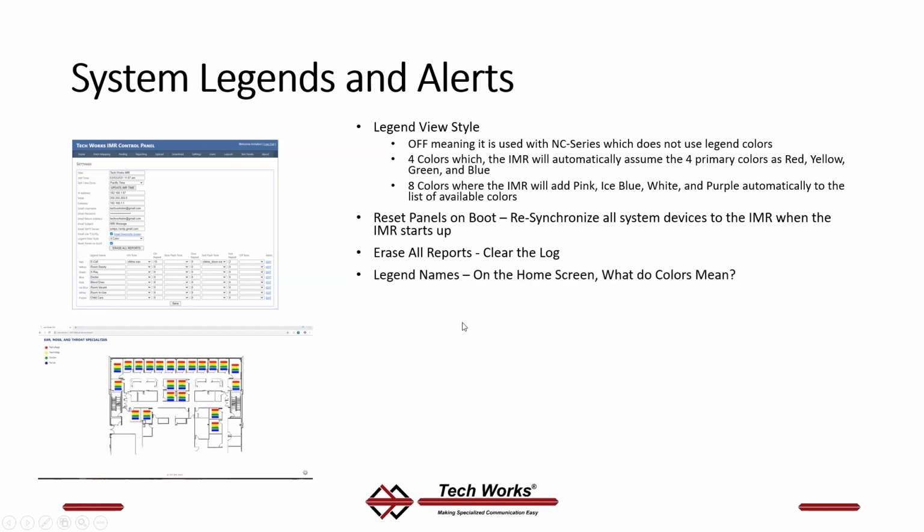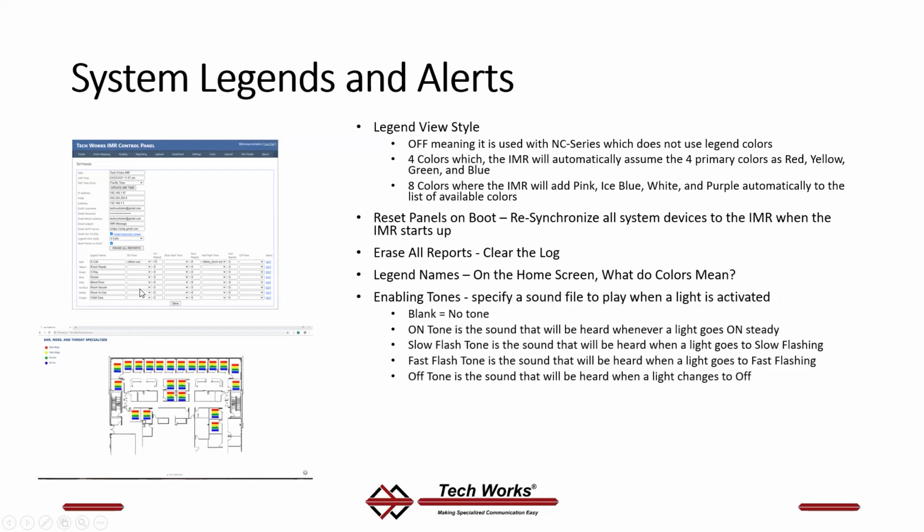The legend names, this legend up here in the left-hand corner, this is where you name these functions of the colored lights, whether this is 4 or 8 colors. This is where you tell it what these are. See this right here? This is where you type in what the function of these colors is.